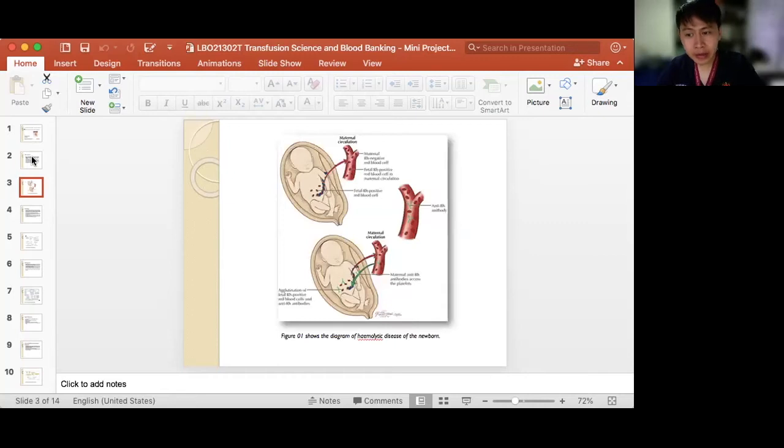Figure 1 shows the diagram of hemolytic disease of the newborn. As we can see, in the maternal circulation, maternal rhesus negative red blood cells and fetal rhesus positive red blood cells are present, and therefore it will cause anti-rhesus antibody presence, and the maternal anti-rhesus antibodies access the platelets, and agglutination of the fetal rhesus positive red blood cells occurs with the anti-rhesus antibodies.